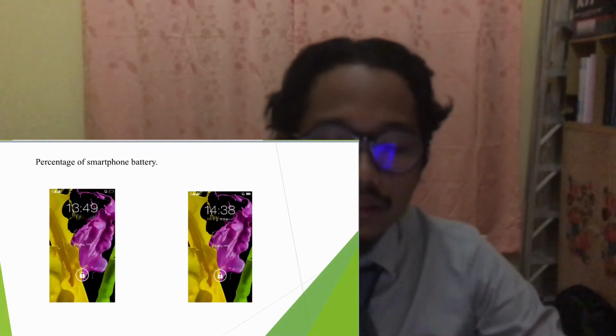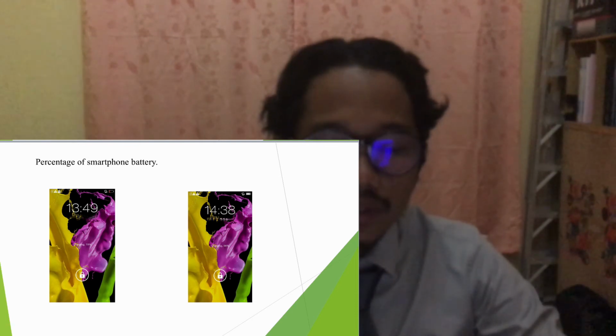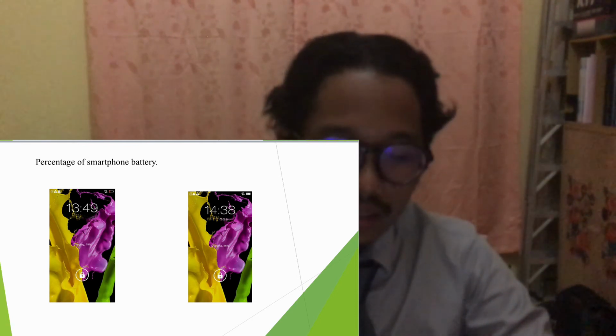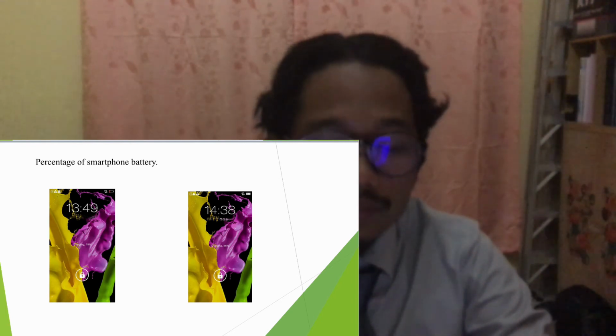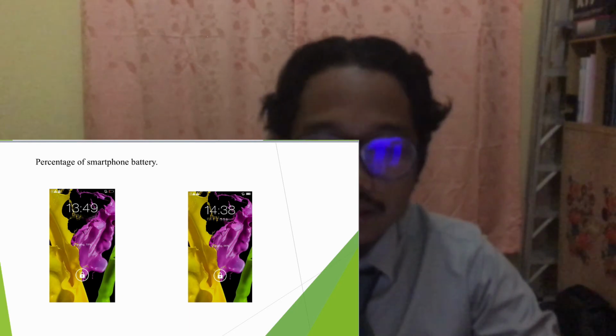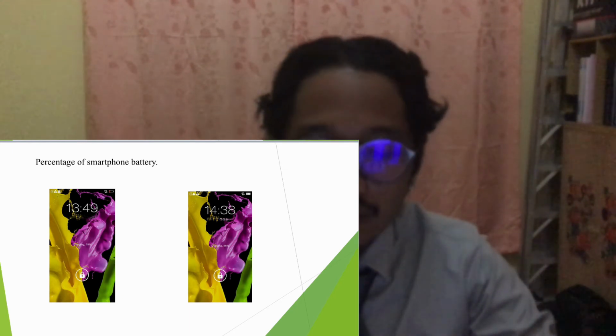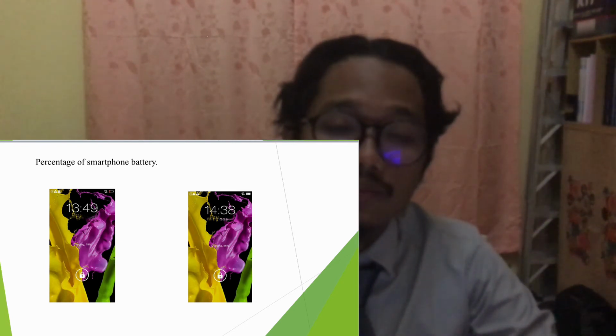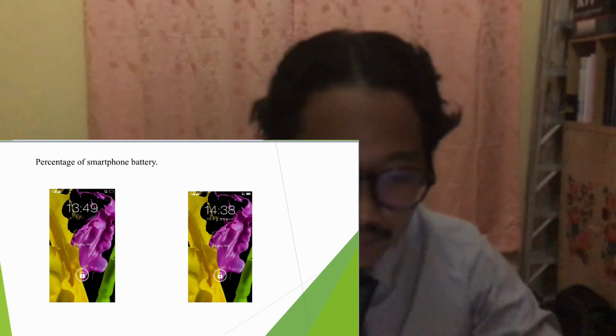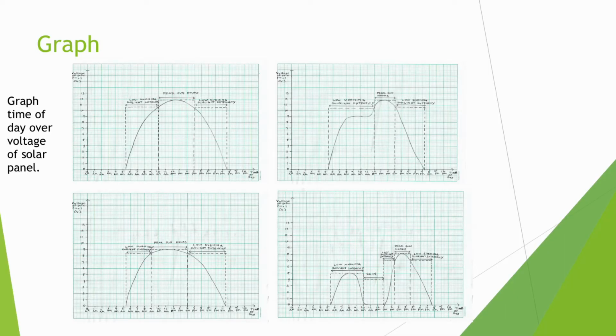Okay, in this slide we have the percentage of the smartphone battery. The picture on the left shows it charging at 19%, and the picture on the right shows it charging at 59%. So next, for the graph, I have made a graph of time of day over voltage of the solar panel.